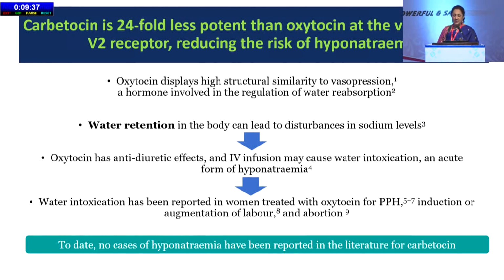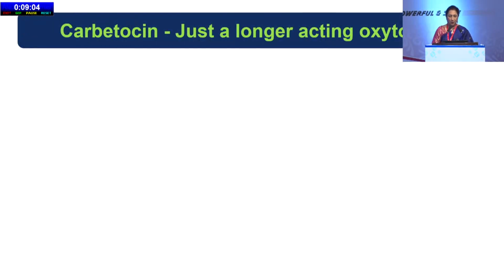Oxytocin has a high structural similarity to vasopressin, a hormone involved in the regulation of water reabsorption. So water retention in the body can lead to disturbed sodium levels, and oxytocin has antidiuretic effects. An IV infusion could cause water intoxication and an acute form of hyponatremia. But carbetocin is 24-fold less potent than oxytocin at the vasopressin receptor, and therefore carries a reduced risk of hyponatremia.